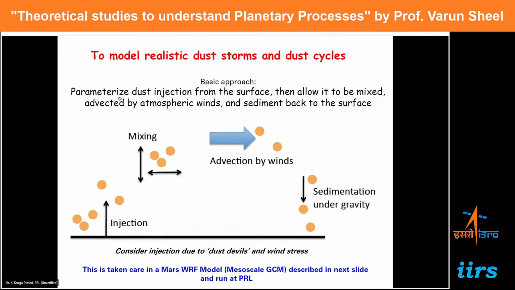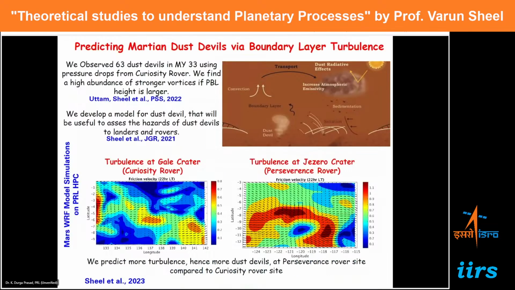Generally, we will parameterize the dust injection from the surface, then allow it to be mixed and advected by atmospheric wind, and it will fall back to the surface. So this entire dynamic process has to be implemented in the model by equations. This is taken care of in the popular MarsWRF model, which is a mesoscale general circulation model, and this model is being run at PRL. So based on that, we predict Martian dust devils via boundary layer turbulence.